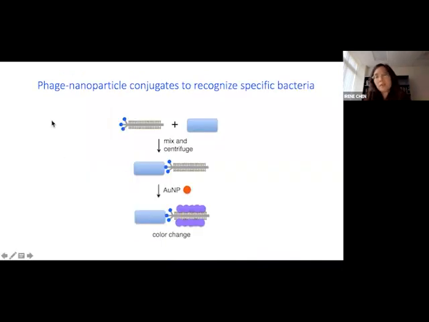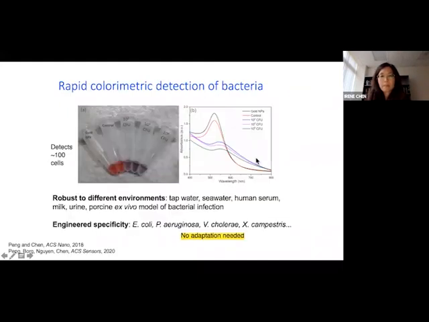So in this proof of concept experiment, what we did was to mix our phages, which have been retargeted to Pseudomonas aeruginosa, a human pathogen, with the bacteria. We get the phages bound to the bacteria. We can spin these down. Then we add our gold nanoparticles and they aggregate on the phages and give a color change. So here's what that looks like. This is a detection of about 100 cells for this kind of red to purple transition.